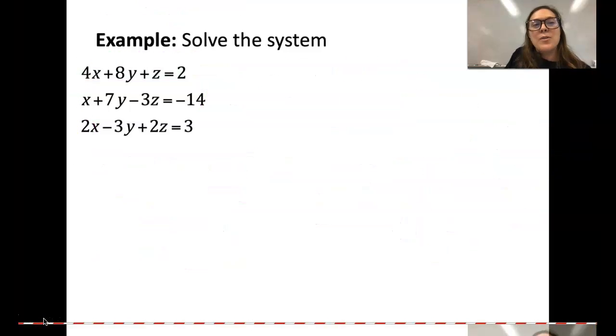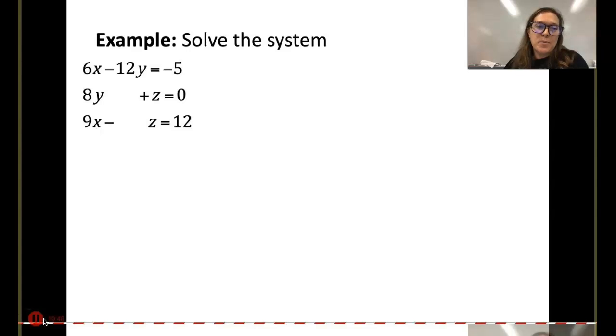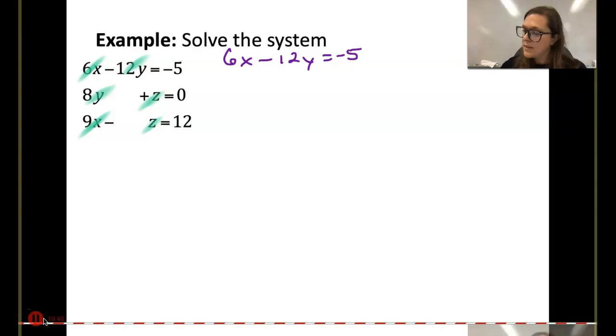All right, so now you may end up seeing problems that have gaps in them. Or you have something like this. 6x minus 12y equals -5. 8y, and I purposely left a gap there, plus z equals 0, and 9x minus z equals 12. So notice that I have an x and a y here. I have an x and a z here. I have a y and a z here. So how do I even do any of that? So 6x minus 12y equals negative 5. 8y plus z equals 0. 9x minus z equals 12.